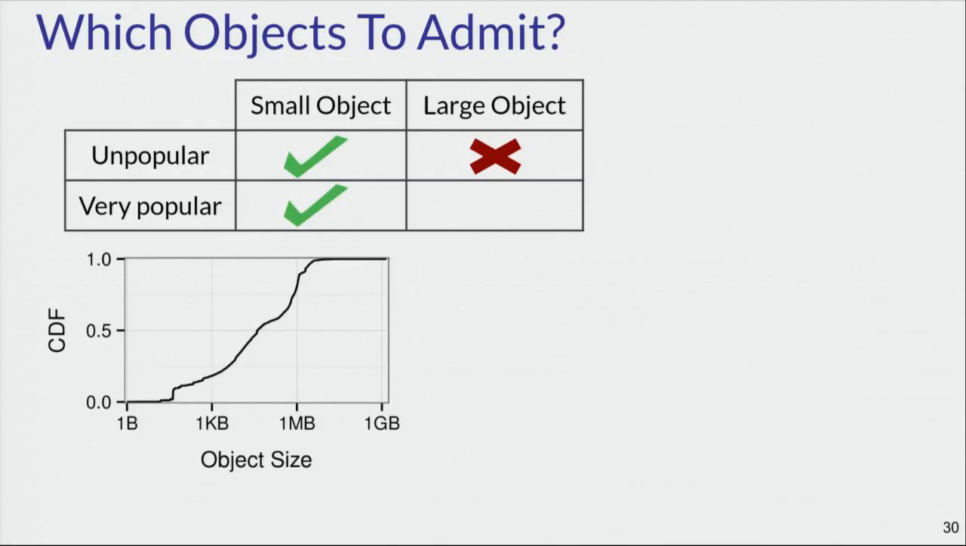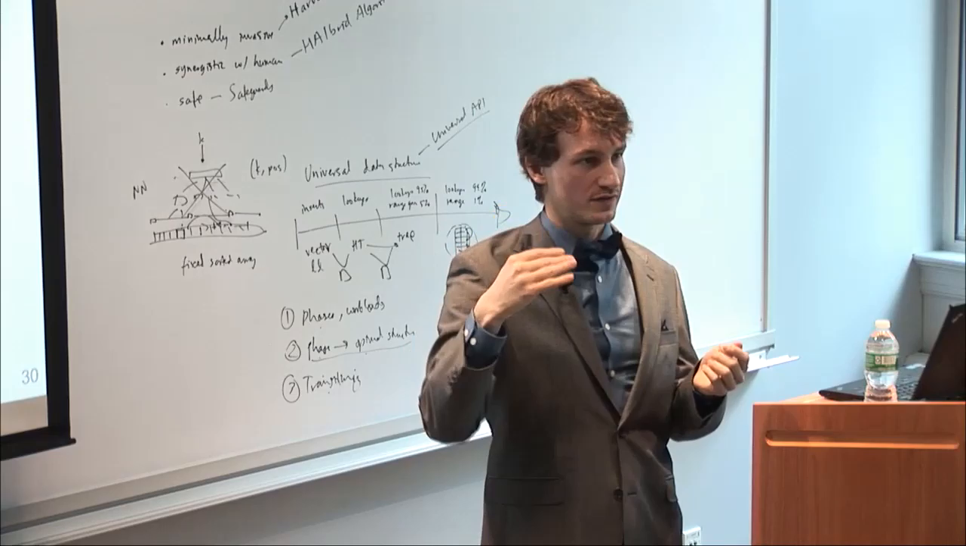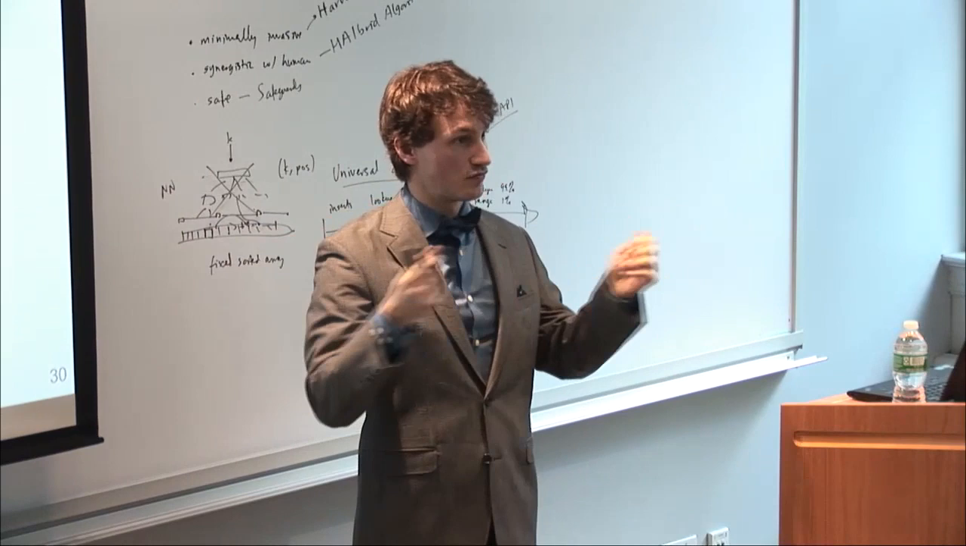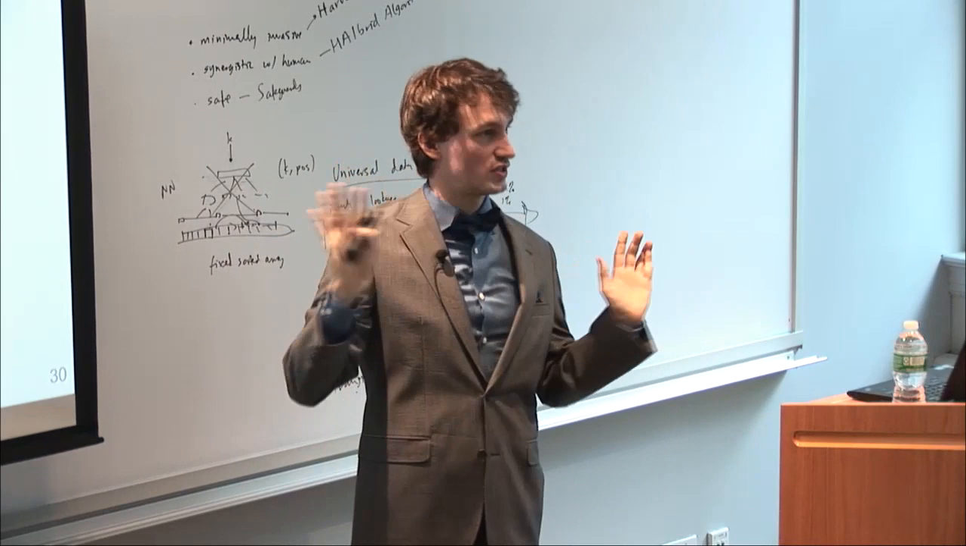But in this case, very popular and still large, at some point you're going to want to admit those two. Now, you really need to consider this case, but in order to track popularity, in order to count how often each object is being requested, you need a lot of overhead. These systems serve a couple of billion different requests in any given hour. The data structure to basically keep track of all of these is just unfeasible. That's why basically no one has done that before.